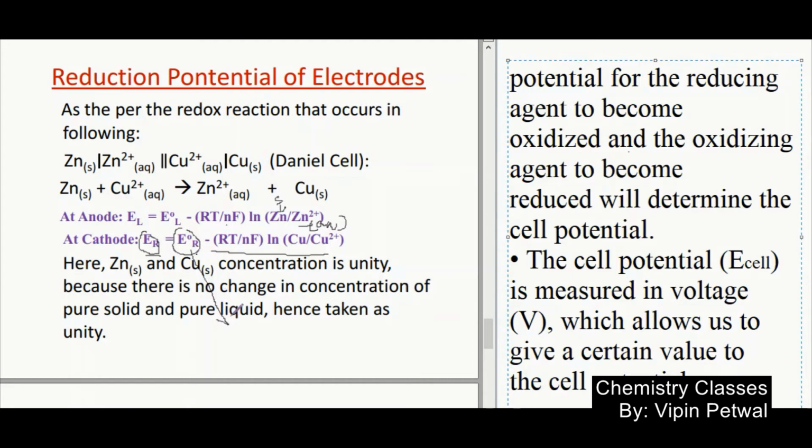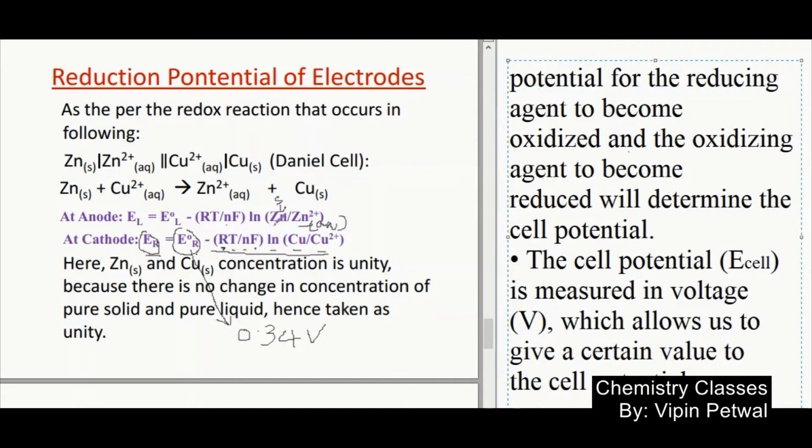And how much was this? This was 0.34. We have already seen this. Okay, 0.34 minus this expression. Here R is the gas constant, T is the temperature in Kelvin, n is the number of electrons accepted by the cathode, and it was 2 electrons, F is the Faraday constant, 96500 coulomb, ln is the natural log, and Cu solid electrode, and Cu2+ is, here we have to write the concentration of the Cu2+.